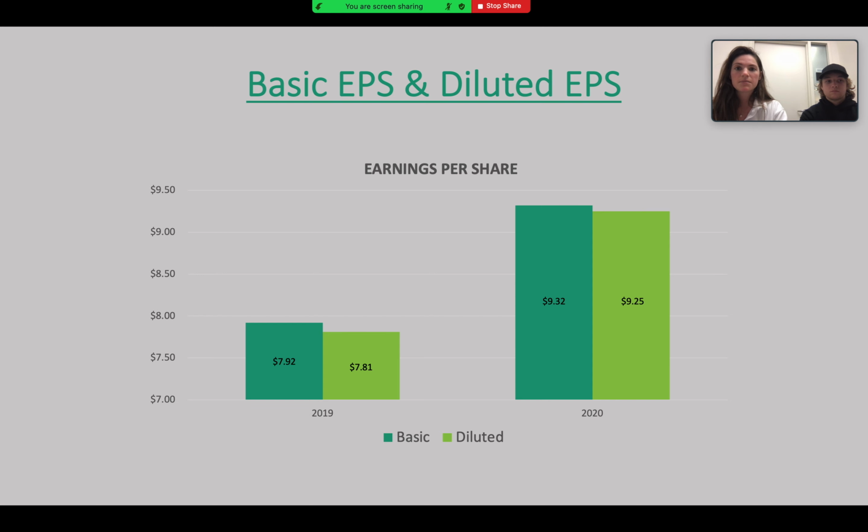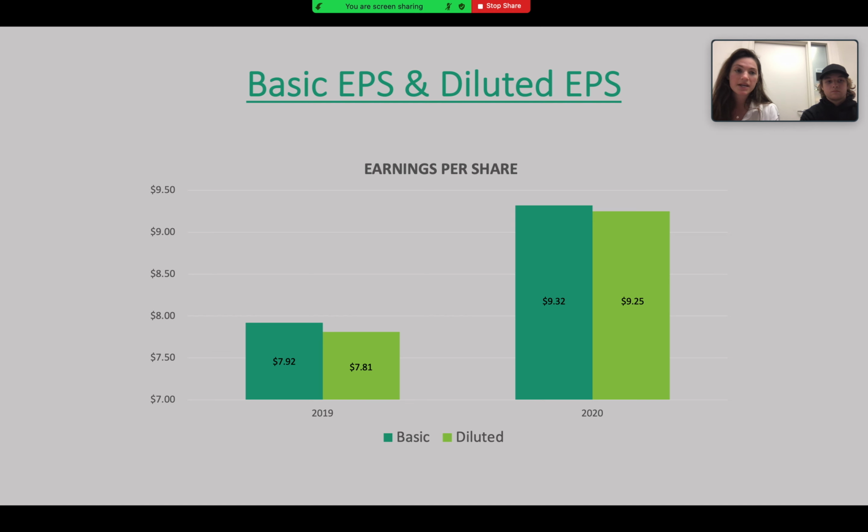So we're taking a look at the basic EPS and diluted EPS. So here's a little graph to show the significant or small difference in the basic and diluted. 3M's reported basic earnings per share in 2019 were 7.92 million, and their diluted earnings per share were 7.81. In 2020, 3M reported basic earnings per share were 9.32 million, and their diluted earnings per share were 9.25 million.